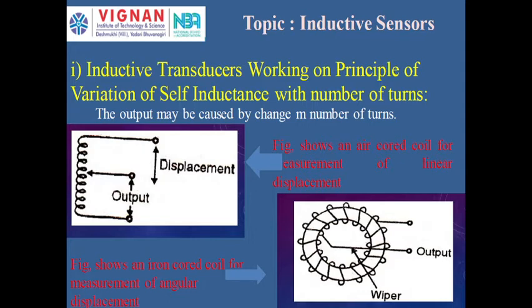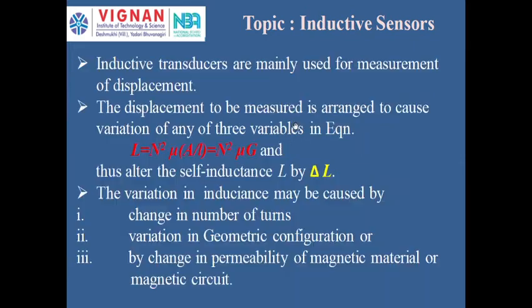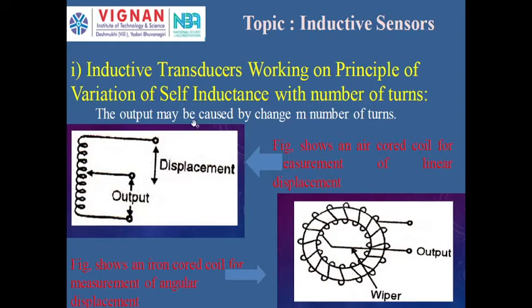First we will see the inductive transducer working on the principle of variation of self-inductance with number of turns N. Take this as a coil.